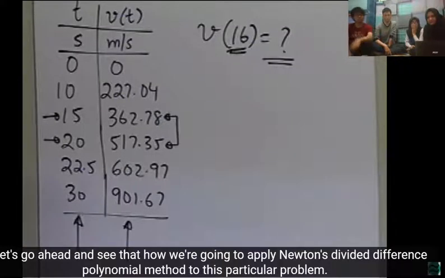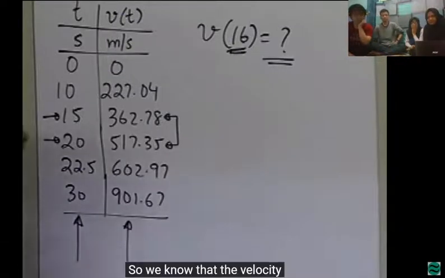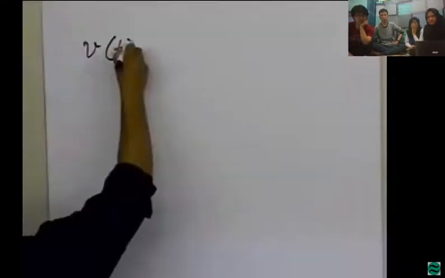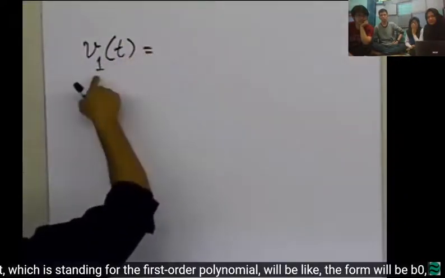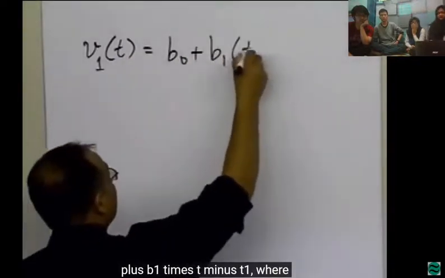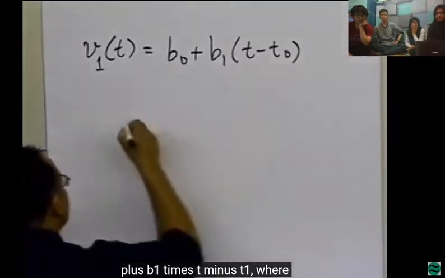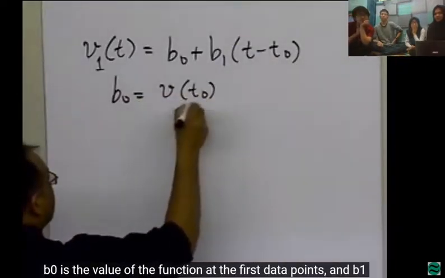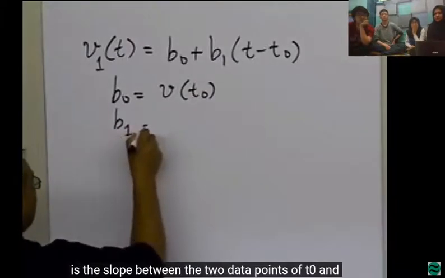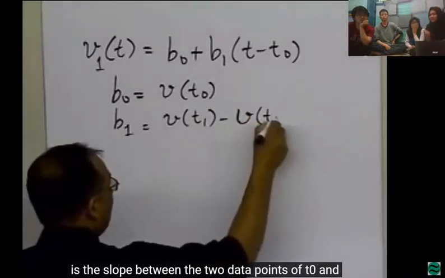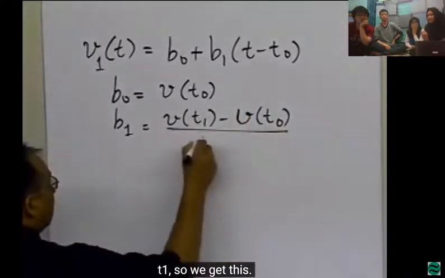So let's go and see how we're going to apply Newton's divided difference polynomial method to this particular problem. We know that the velocity v sub 1 of t, which stands for the first order polynomial, will be given by the formula b0 plus b1 times (t minus t0), where b0 is the value of the function at the first data point, and b1 is the slope between the two data points t0 and t1. So we get this.